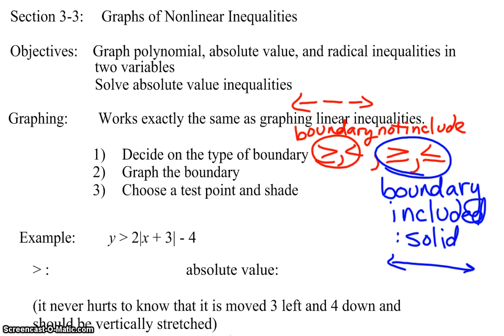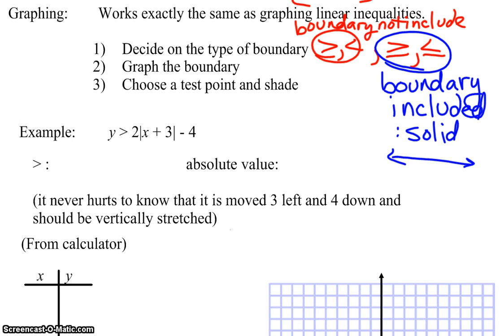Let's take an example problem. We have y is greater than the absolute value of 2 times the quantity x plus 3, minus 4. And let's take advantage of what we learned yesterday. First, from today, because it's greater than, we know that the boundary is going to be broken because it is not included. From yesterday, we know that an absolute value graph is always in the shape of a V.